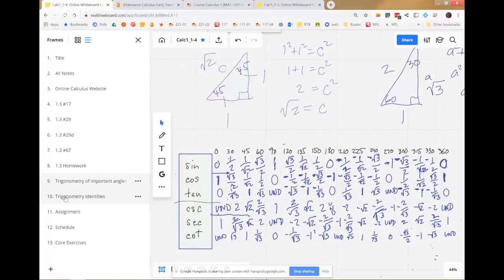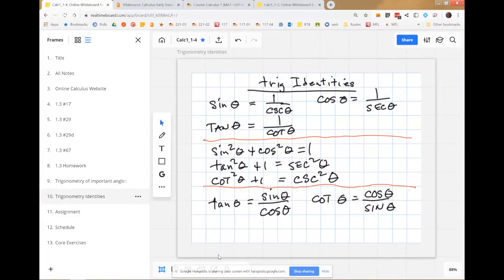Okay, trig identities. Identities are things that are identical, no matter what the angle. Some we've already talked about today. We know that the sine and the cosecant are reciprocals of each other. So you can either write it like I did here, sine theta equals 1 over cosecant theta, or do it the opposite and say cosecant theta equals 1 over sine theta. That's an identity. No matter what angle you use there, you should be good. Likewise, cosine is the reciprocal of the secant, and tangent is the reciprocal of the cotangent.